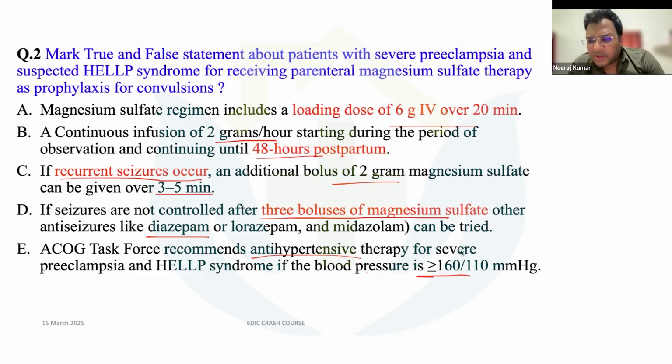So okay, the first 2 options are false, and the rest 3 statements are true. Good. So at least you all are marking. It's nice. Now you see the answer.